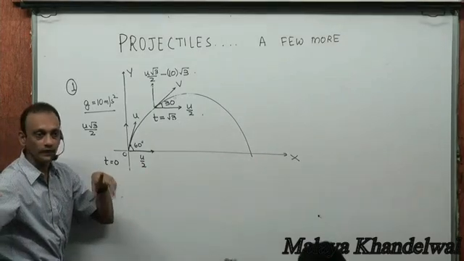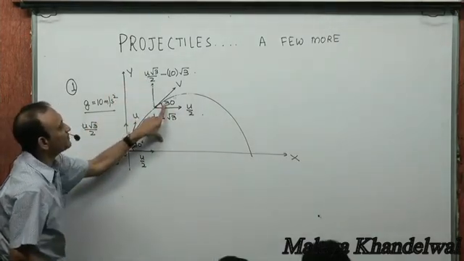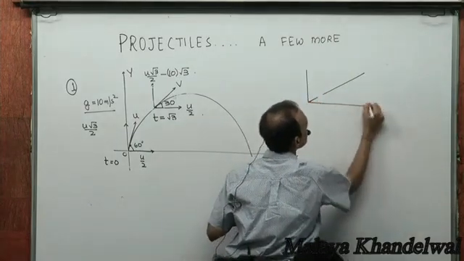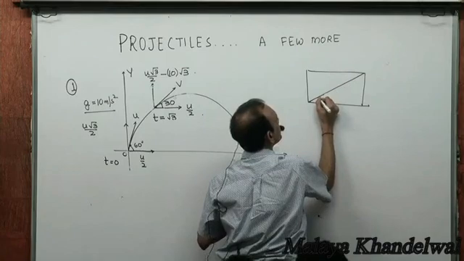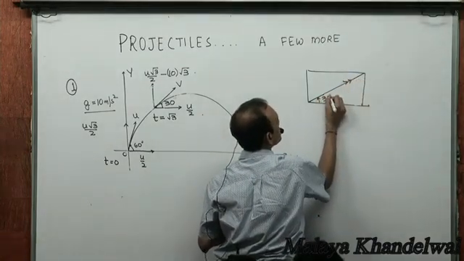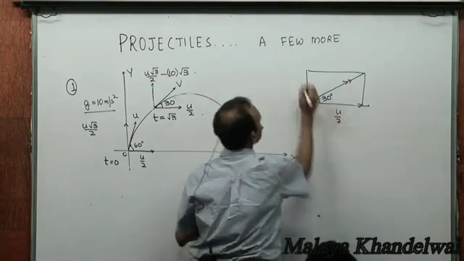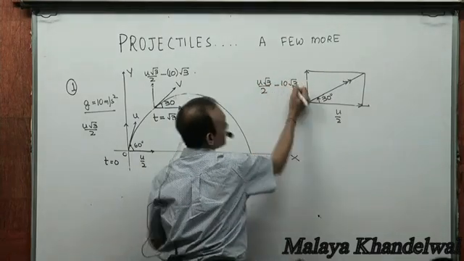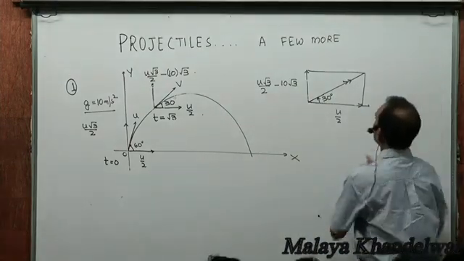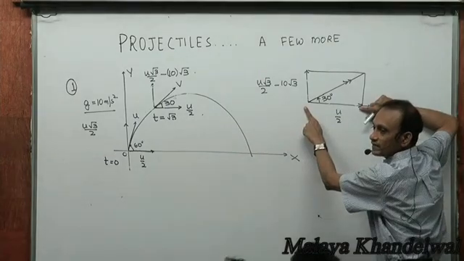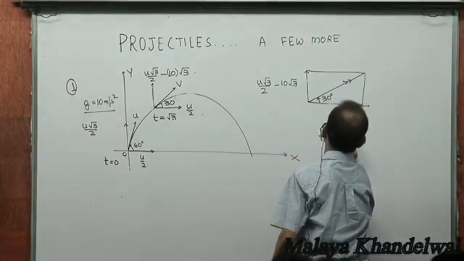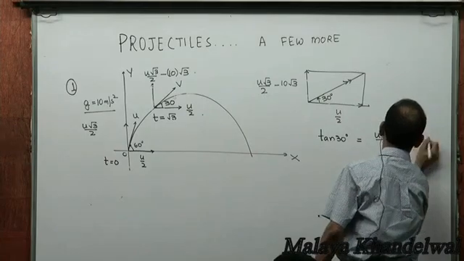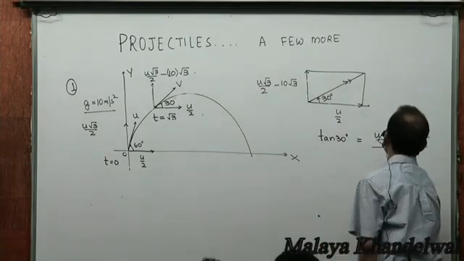Yes or no? Right? Now the resultant of these two components is the net velocity that makes an angle of 30 degrees with the horizontal, which means this is how it is. This is the velocity diagram. This is the net velocity that makes an angle of 30 degrees, and this is u by 2, and this is u root 3 by 2 minus 10 root 3, right? Very clearly, tan 30 degrees would be this length by this length, right?